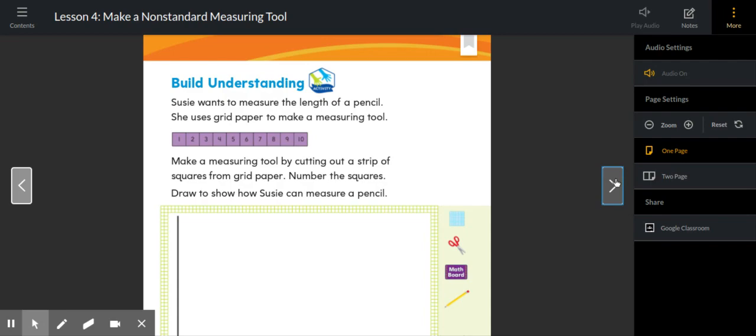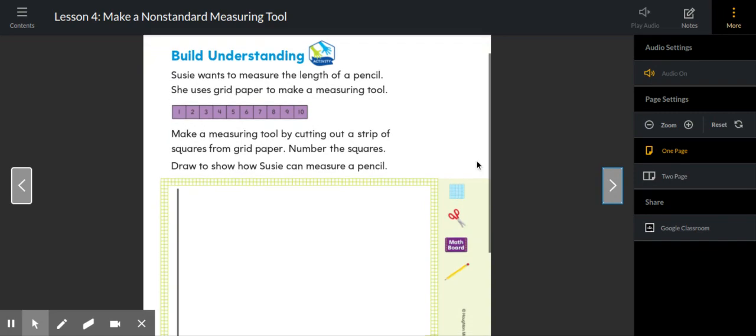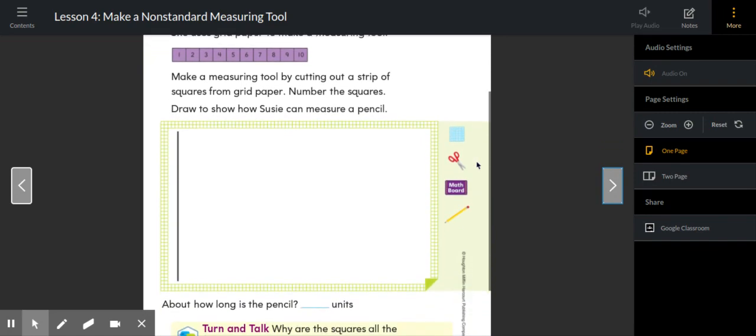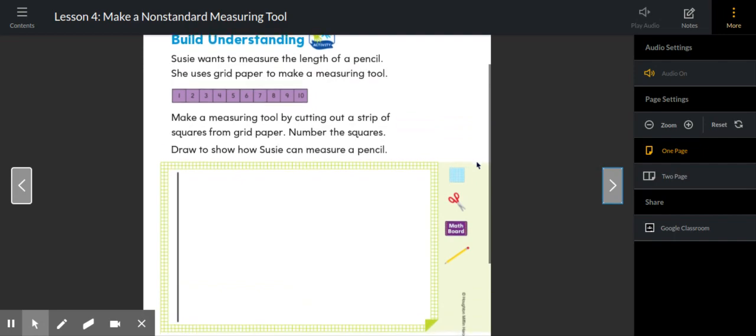Susie wants to measure the length of a pencil. She uses grid paper to make a measuring tool. Okay, so grid paper I have stapled on, and I'm not going to show it to you because you have it. It's stapled onto the back of your package. It is the white squares. It's kind of like graph paper, and it says 15.5 and 17.4 at the top. That's what you're going to use today to make your measuring tool.